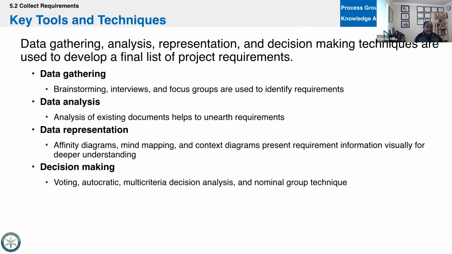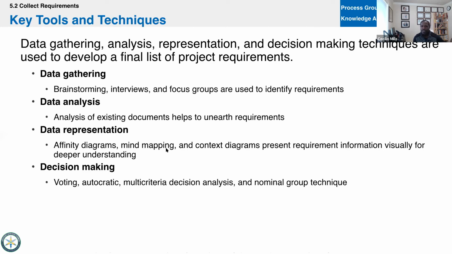Okay, and then data representation. This is us now, whether it's on a whiteboard or maybe it's a Visio diagram or Lucidchart or something like that. Maybe it's mind mapping, maybe a bunch of stickies. But this is us now taking that raw data that people have provided in this session that you're facilitating, and turning it into a picture for better understanding. So affinity diagrams. Anybody not familiar with an affinity diagram?